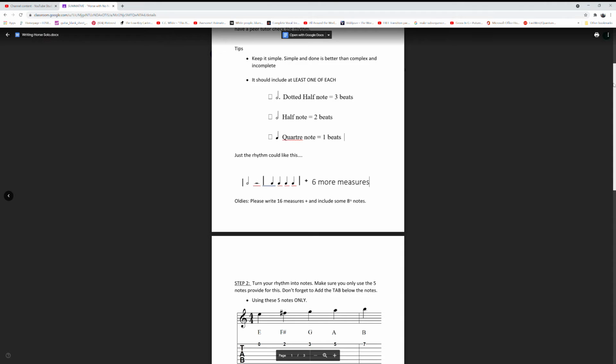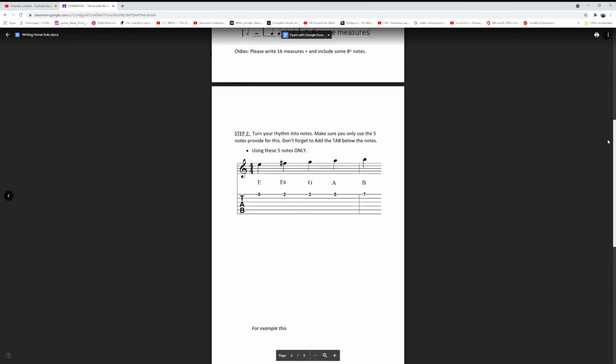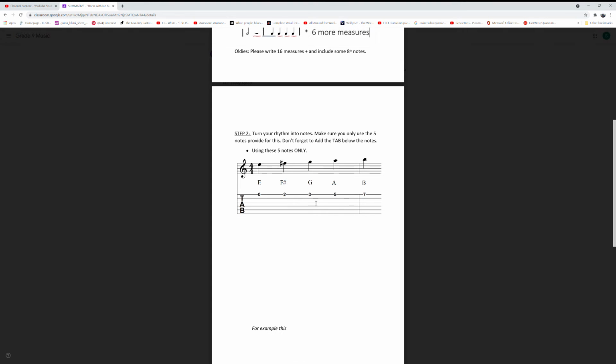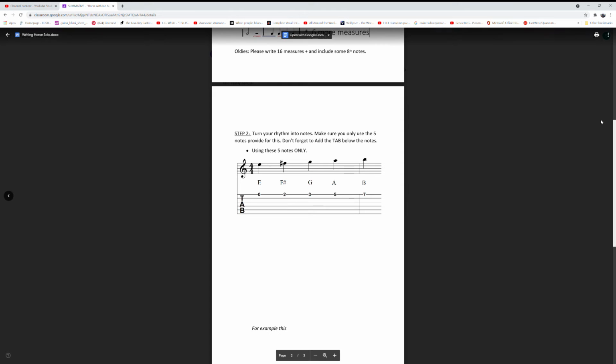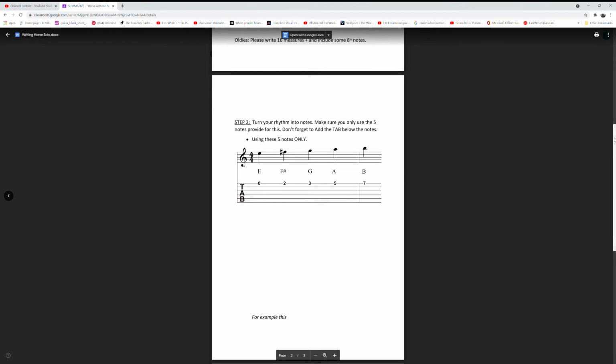Once you have a rhythm, you're going to add notes to that. So you need to be able to write it out in both notation, which is using these pitches here, and also in tab. If you want to include the letter names, that's fine too. So using only these 5 notes, you're going to add the rhythm. Now, if you are a newbie and you're finding this pretty challenging, I would suggest just using 2 notes for your solo, and that is totally fine.